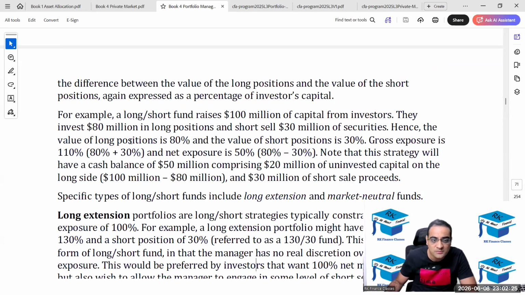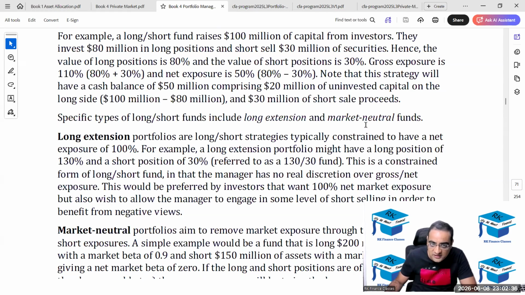In normal long short you can see 80-30 is also possible. Any long any short is possible. So if it is 80-20, then 80 plus 20 would be 100, so gross exposure will come to 100 in that case. And these are the two extensions of that: one is long extension and one is market neutral.